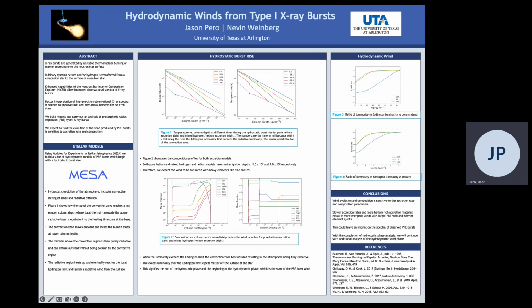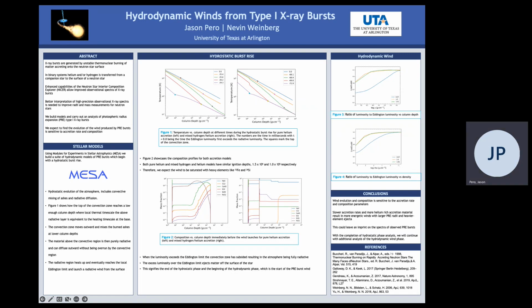The material above the convective region is then purely radiative and can diffuse outward without being overrun by the convective region. The radiative region heats up and eventually reaches the local Eddington limit. When the Eddington limit is reached, the convection zone recedes and the atmosphere becomes fully radiative, and any excessive luminosity above the Eddington limit powers the launch of a radiative wind from the surface.